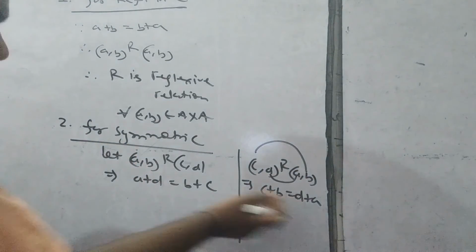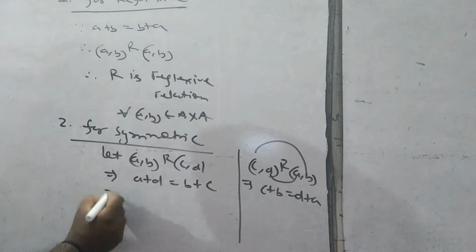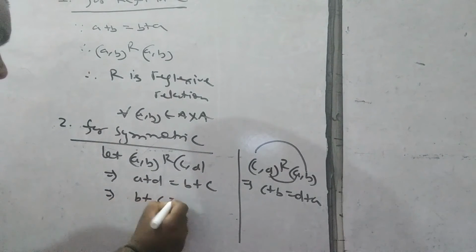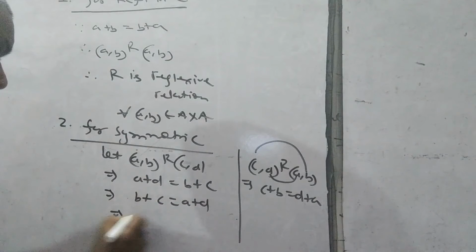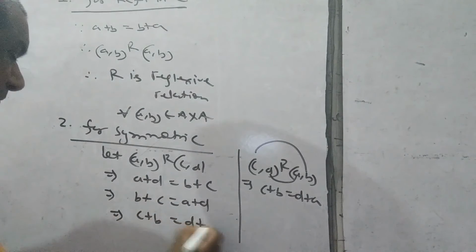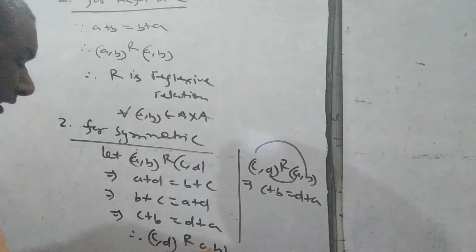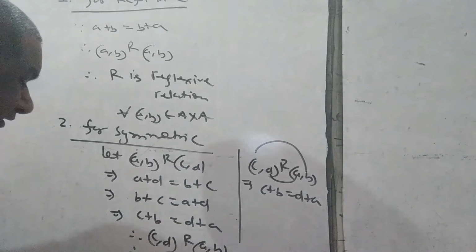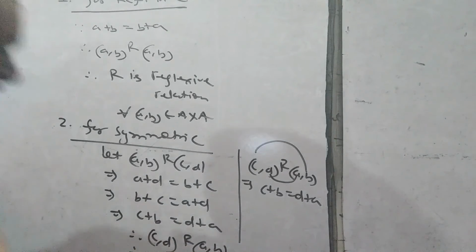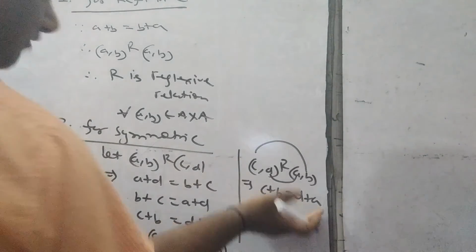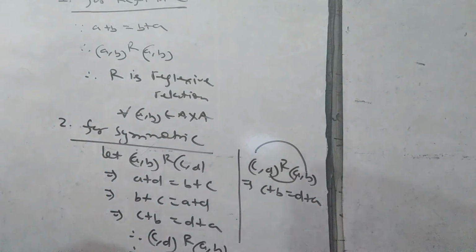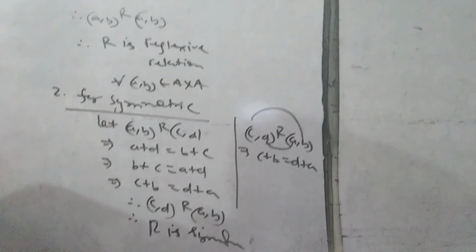How can you write this using this one? We can interchange: b plus c is equal to a plus d, and c plus b is equal to d plus a. Therefore, (c, d) related to (a, b), therefore R is symmetric. So always plan in the rough work, then you will be able to write, because it is not easy to frame the sentences here. It is not easy at all.